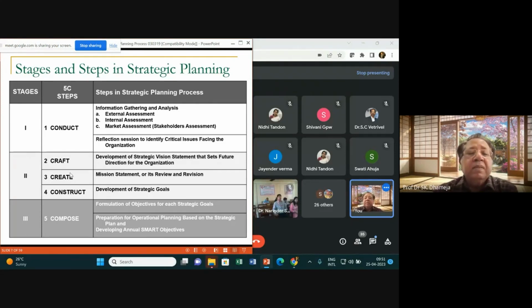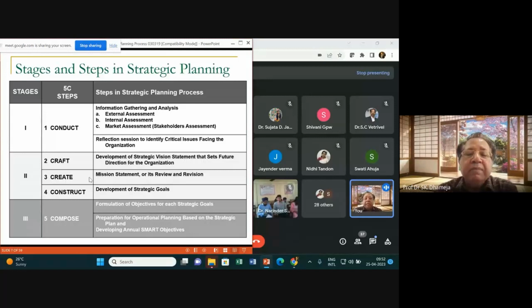Okay. The second C is craft. Crafting of what? That is development of a strategic vision statement that sets the future direction for the organization. So basically, first you define your vision based on all the previous information. You define your vision and then craft that vision into a vision statement. So it's crafting of a statement basically, because in your institutions you write a statement. So that is crafting of a strategic vision statement.